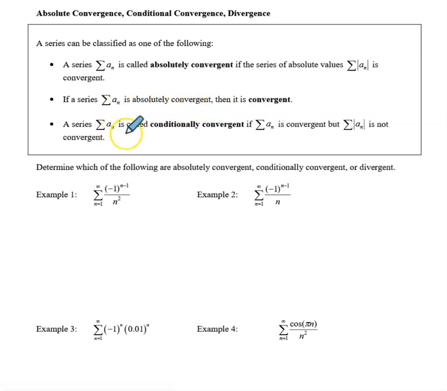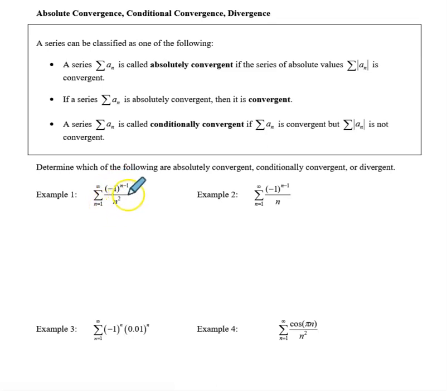And then last, we call a series conditionally convergent if a series is convergent conditional on the fact that it has an alternator, meaning without the alternator, the underlying series would diverge. That means this series is conditionally convergent. So let's look at examples.